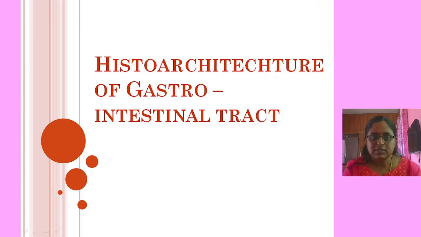The gastrointestinal tract is a long mucomuscular tube which extends from the proximal part of the esophagus to the distal part of the anal canal. It includes the esophagus, stomach, duodenum, ileum, jejunum, colon, vermiform appendix, and the anal canal.